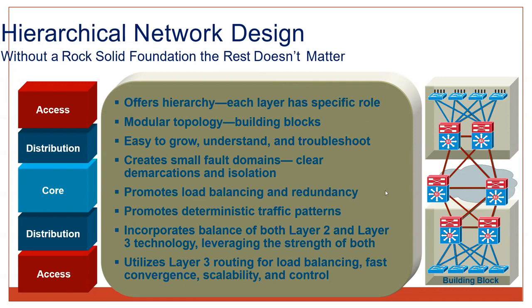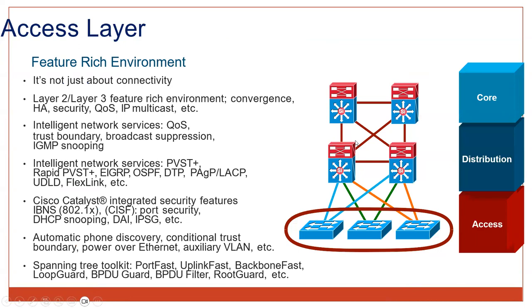We are using vPC in the data center, but in the LAN you can use some other technology as well. We'll see that. It incorporates a balance of both L2 and L3 technologies and utilizes layer 3 routing for load balancing. It means we have all sorts of good features if we are using this three-tier architecture. This is a list of those features that we have discussed as well. Now let's quickly see, for the core, distribution, and access layers, what types of protocols we can use.